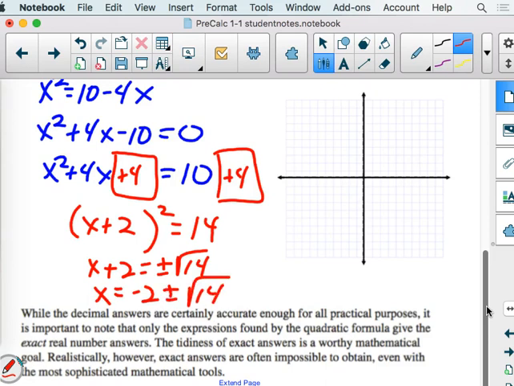But if we're going to graph that, we need to know what those are. So I'm going to take me 2 on up here. You guys find them. What are 3 decimal places? Negative 2 plus the square root of 14 and negative 2 minus.